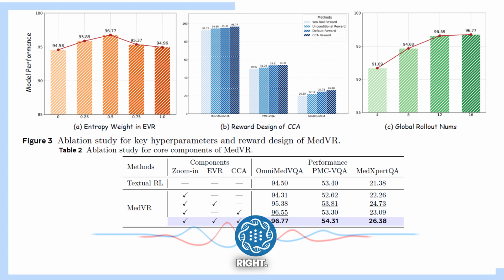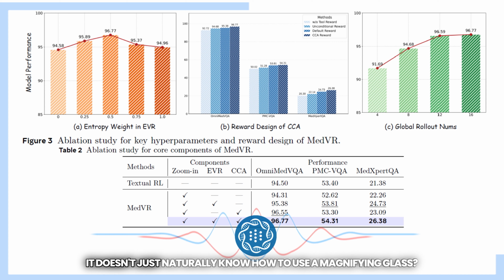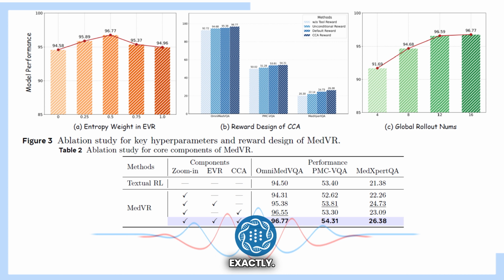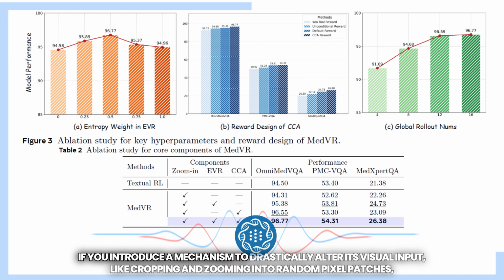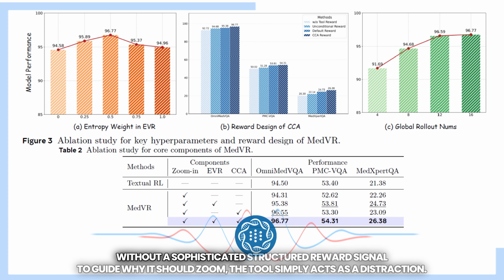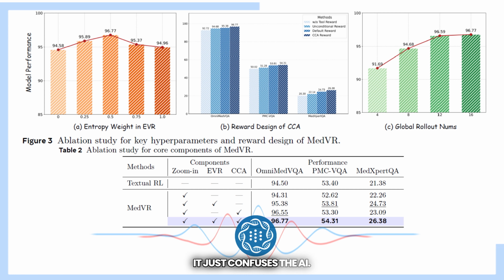Which is a counterintuitive finding, until you think about the cognitive load of tool use. How so? An AI does not inherently possess zero-shot reasoning capabilities for novel tools. It doesn't just naturally know how to use a magnifying glass. Exactly. If you introduce a mechanism to drastically alter its visual input, like cropping and zooming into random pixel patches, without a sophisticated structured reward signal to guide why it should zoom, the tool simply acts as a distraction. It just confuses the AI.